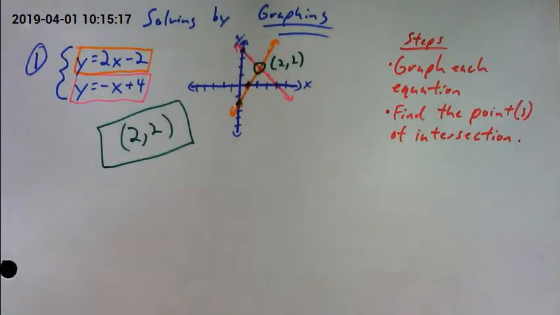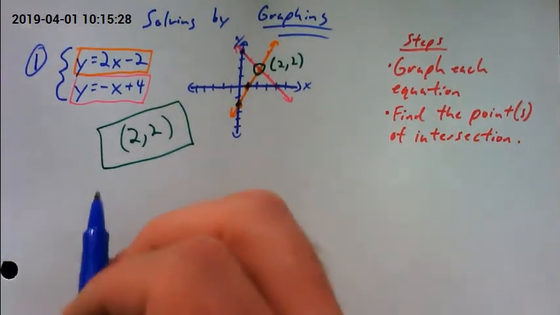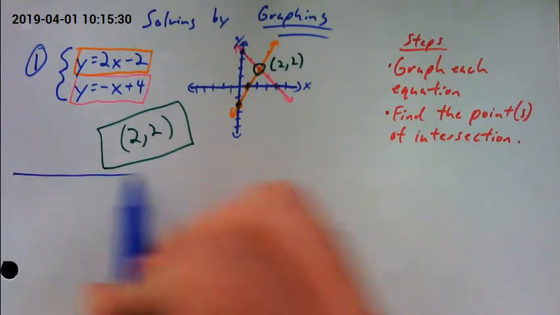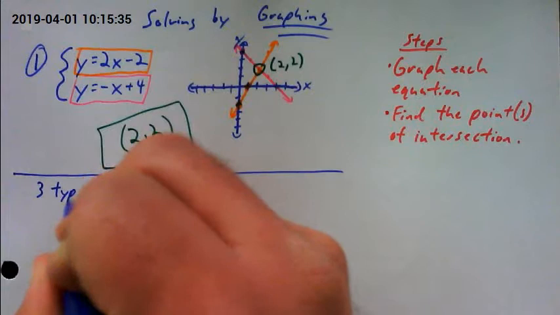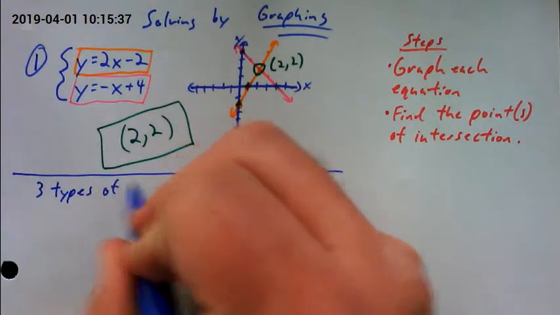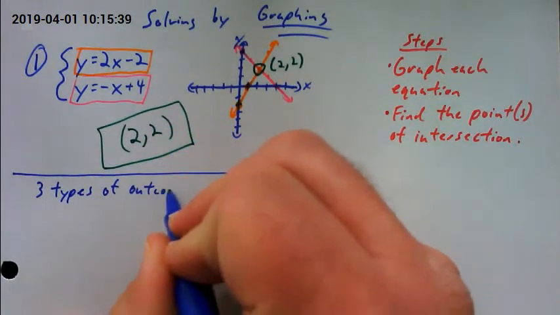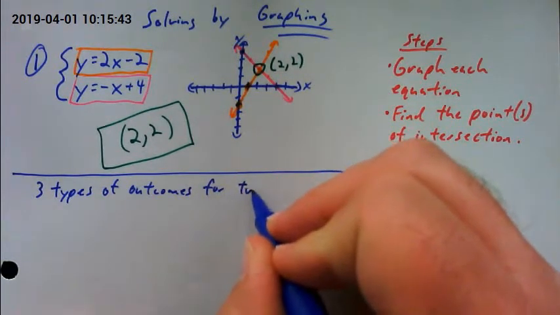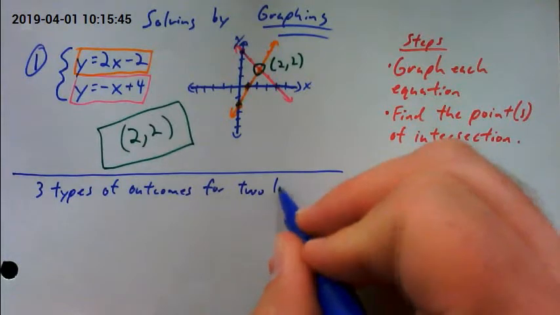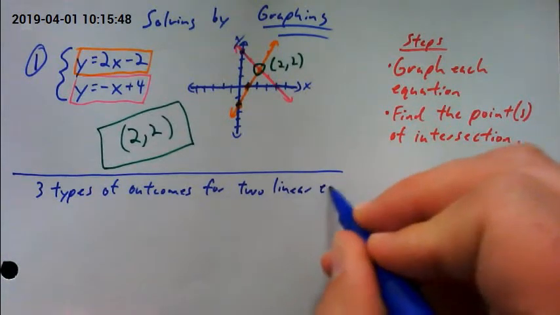Now, will lines always intersect? Will 2 lines always intersect? No. So there's actually 3 different types of outcomes that are possible when we have 2 linear equations. So 3 types of outcomes for 2 linear equations.